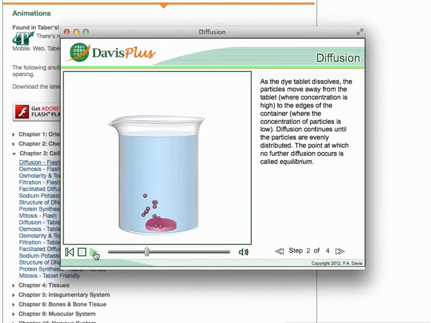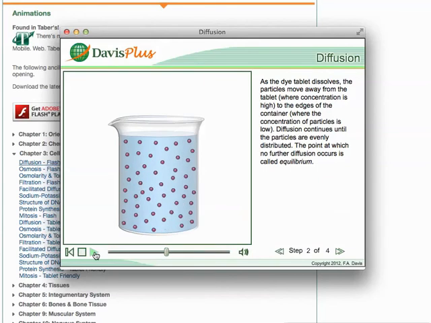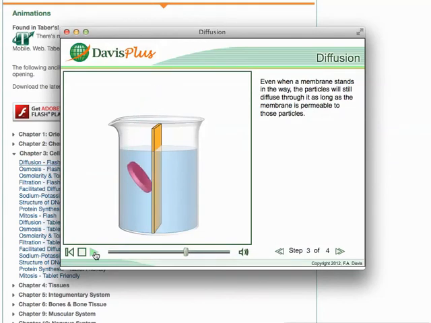As the dye tablet dissolves, the particles move away from the tablet where concentration is high to the edges of the container where the concentration of particles is low. Diffusion continues until the particles are evenly distributed. The point at which no further diffusion occurs is called equilibrium. Even when a membrane stands in the way, the particles will still diffuse through it as long as the membrane is permeable to those particles.